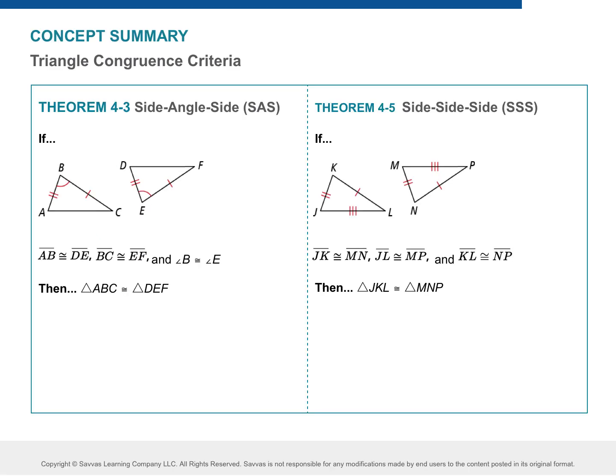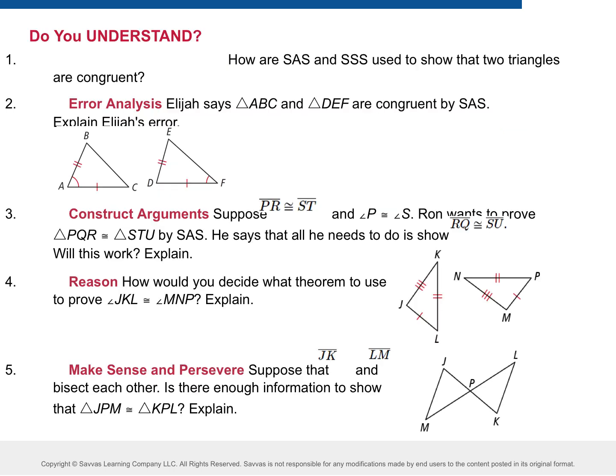Okay, quick review. Today, I introduced side, angle, side, and side, side, side. Those are the only 2 you know right now. Okay? Like I said, each day we're going to be adding on. Tomorrow we'll add on 2, and then Wednesday or Thursday we're going to add on 1 more. Okay? We're going to look at, do you understand 1 through 5? On number 1, it says, how are side, angle, side, and side, side, side used to show that 2 triangles are congruent to each other? Don't let that be a trick question.